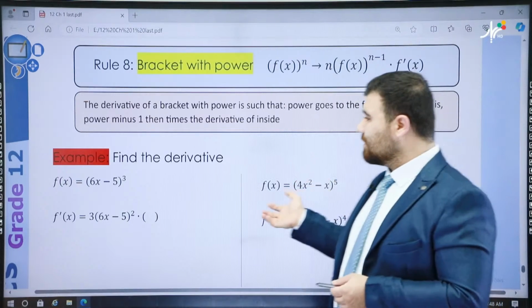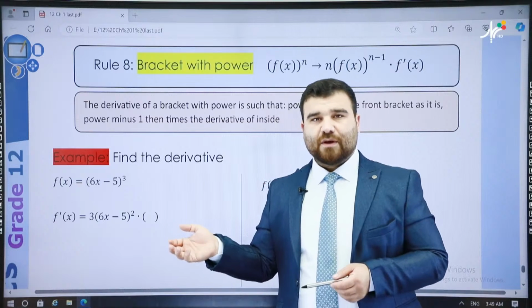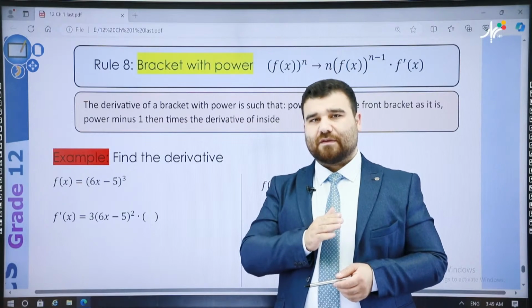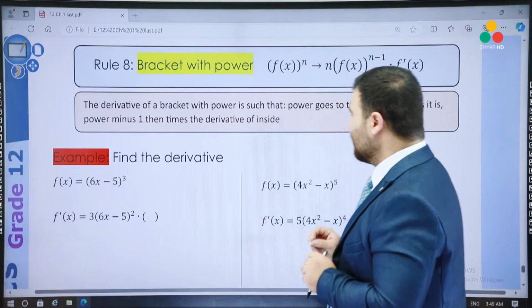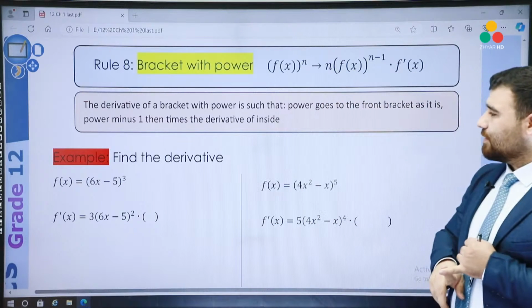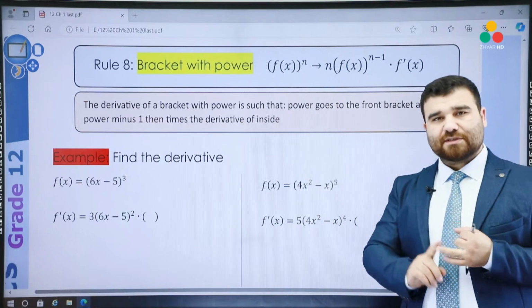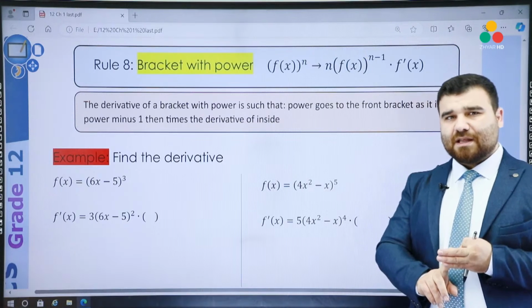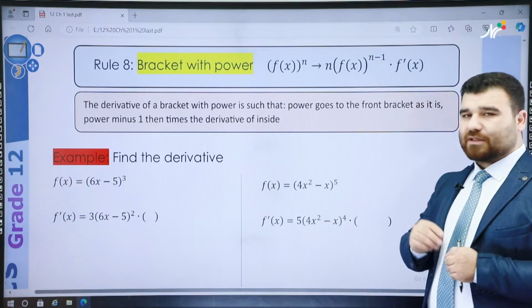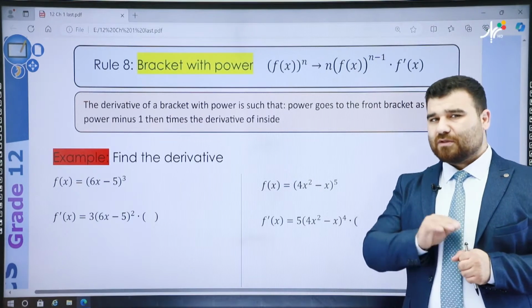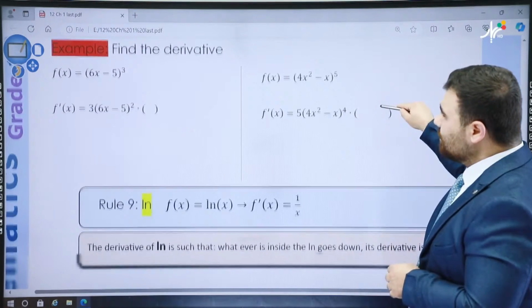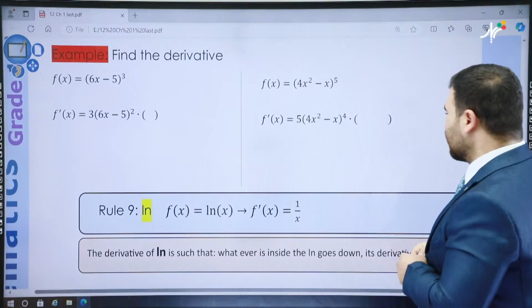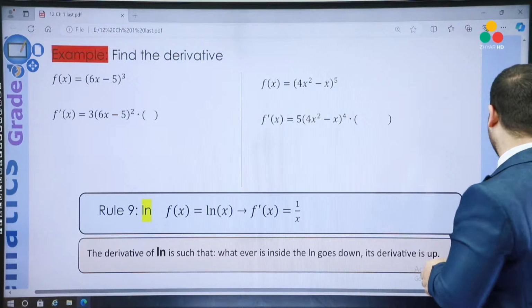When you study differentiation or derivatives, always consider the derivative of inside. Derivative of inside is very important for brackets with powers, for composite functions, for trigonometrics. If you always ignore the derivative of inside, most of the time the answer is not complete. Now let's do these two examples related to brackets with powers.